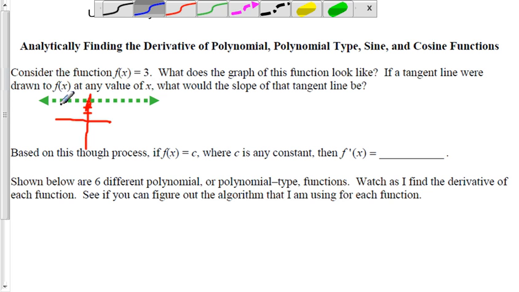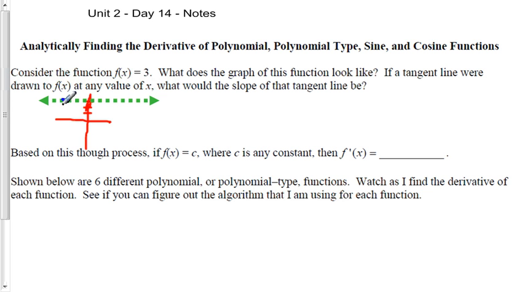That's 0. So again, if I pick any point right here, the tangent line is going to be on that, but its slope is 0 right here. The tangent line is going to be 0. So what we find out is the slope of any tangent line drawn to the graph of a constant function would be 0. So that answers this based on this thought process.